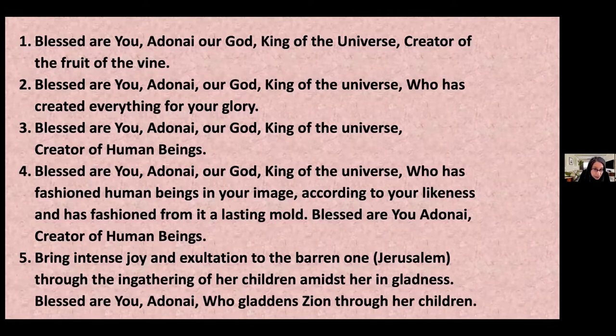So it is correct to say King of the Universe, because when you say Baruch Ata Adonai Eloheinu Melech HaOlam, it means blessed are you, Adonai, our God, King of the Universe. And we try to make it sound better by saying sovereign of the universe or ruler of the universe, but in the Hebrew, it really is king. And so creator of the fruit of the vine, again, celebrating this wonderful occasion with some wine.